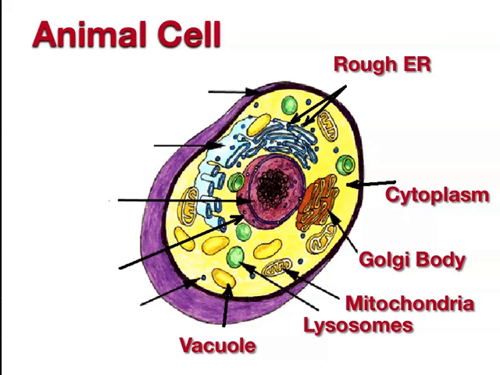Oh, this tiny thing over here. It's also the same thing that's over here that made these rough ER rough. Abby? Yeah, the ribosome. Ribosome may help you remember what it does, because they make what? Protein.